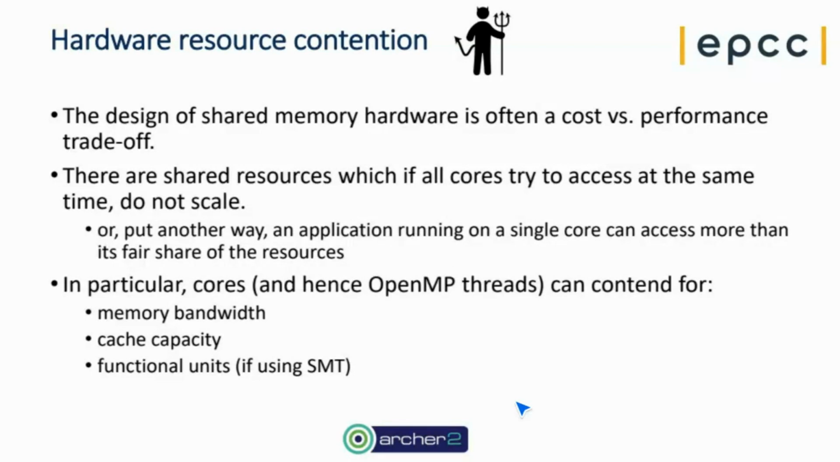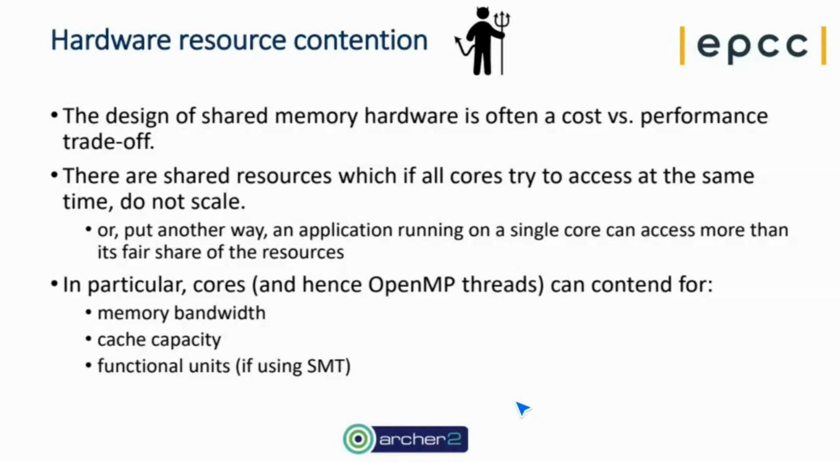Okay, so the last of my 6 categories is hardware resource contention. It's caused because the design of hardware involves cost versus performance trade-offs. But it means that there are shared resources which, if all cores try to access them at the same time, don't scale. Or you can think about it as a glass half empty, glass half full kind of dilemma.